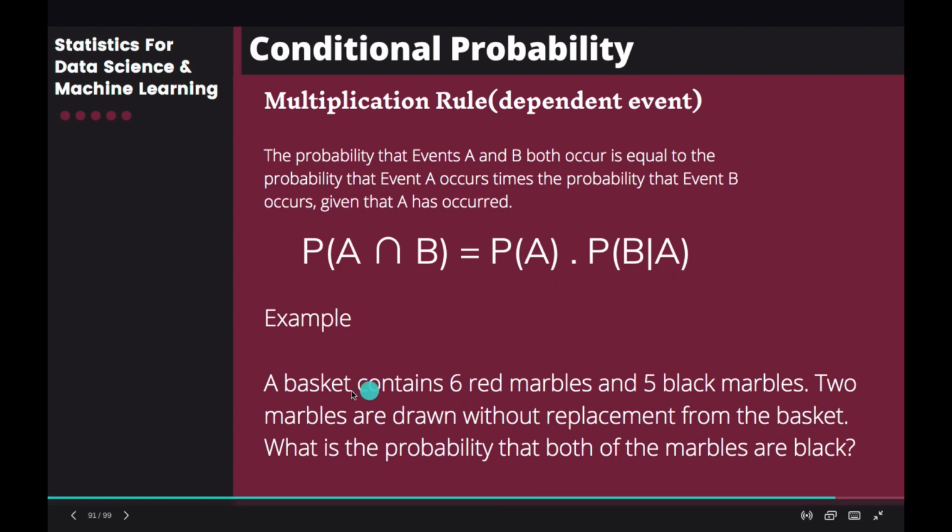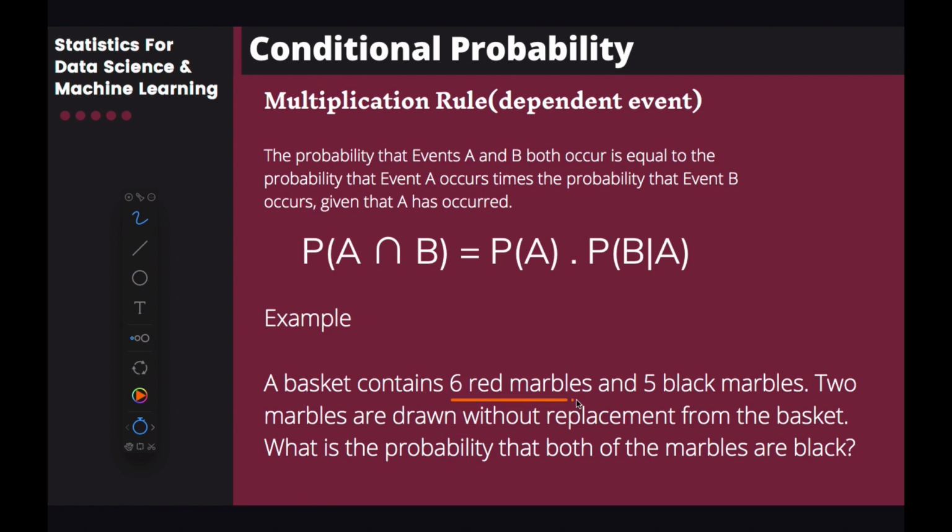So the example here is that we have a basket which contains 6 red marbles and 5 black marbles, and we're going to pick 2 marbles out of the bag. In this case, we are doing it without replacement. When we pick the first marble, we do not put it back in the basket before picking the next one. Now we want to know the probability that both are black.